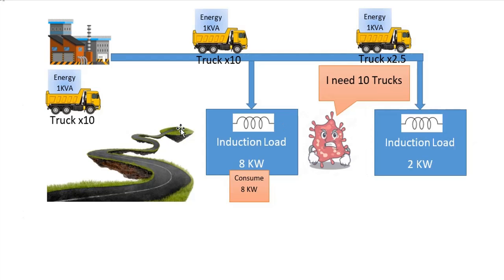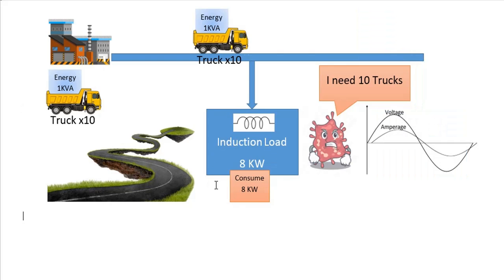If there is one more 2 kilowatt load, we need 2.5 more trucks. So the current capacity is not enough, we need to upgrade. I can understand that, we are wasting in transmission, because the induction load delays. So how to solve this problem?